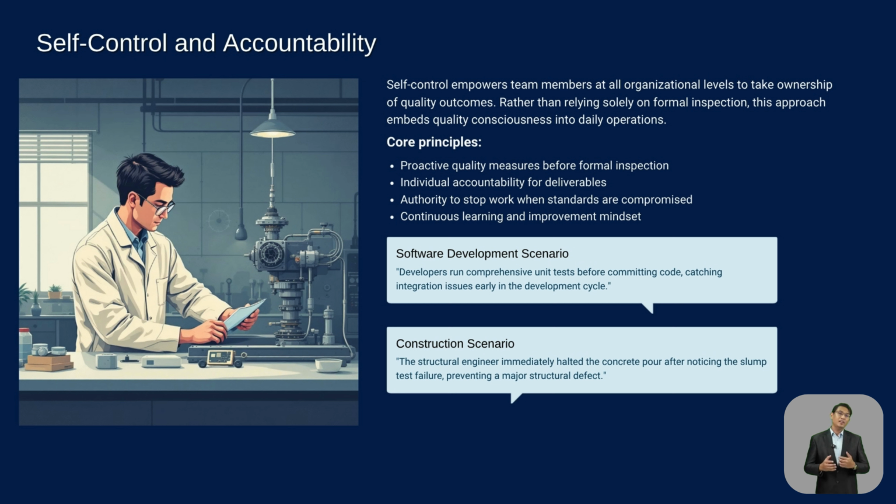Now, in lean manufacturing environments, operators may stop the production line if they detect a defect. This is known as Jidoka in the Toyota Production System. So in a project setting, let us consider a civil engineer responsible for concrete pouring. If he or she notices the slump test fails before pouring begins, they should halt the process and request adjustments rather than relying on quality inspectors to catch it later.